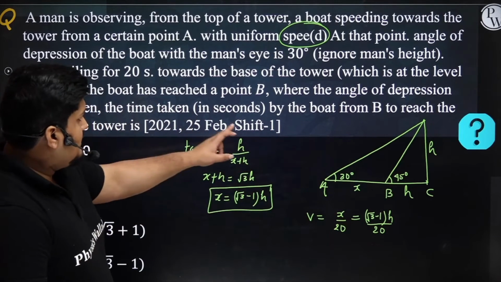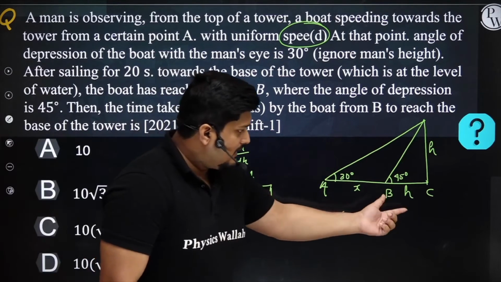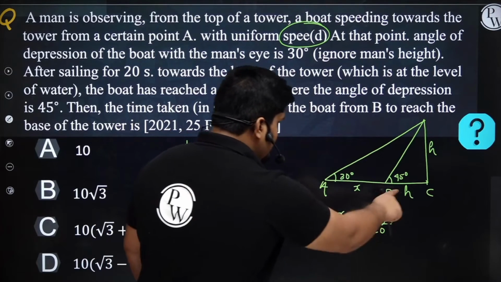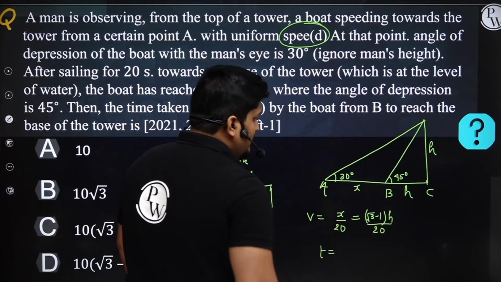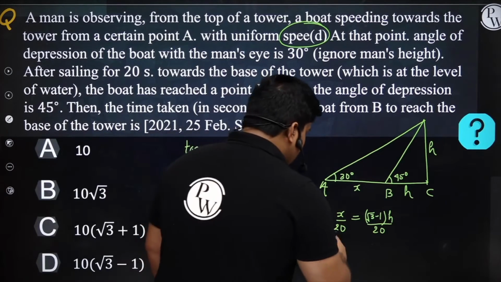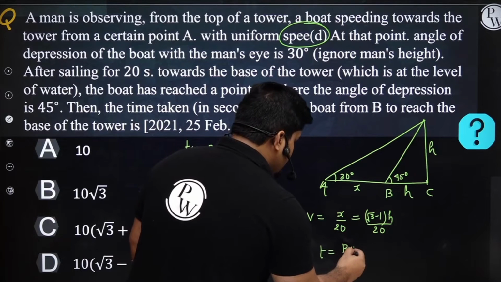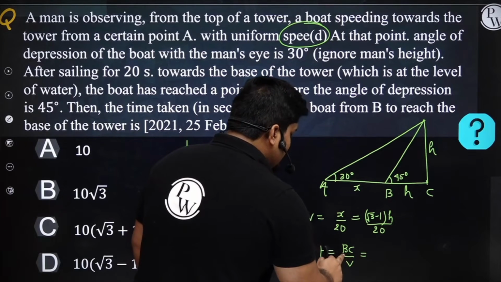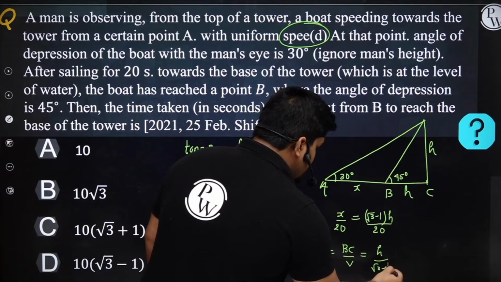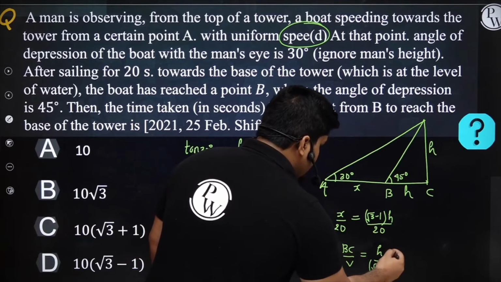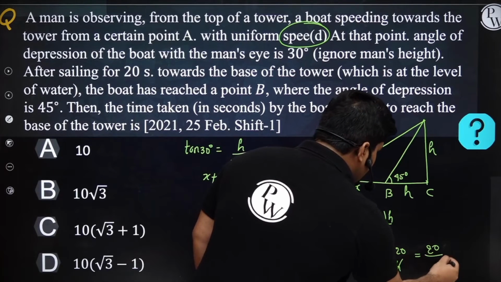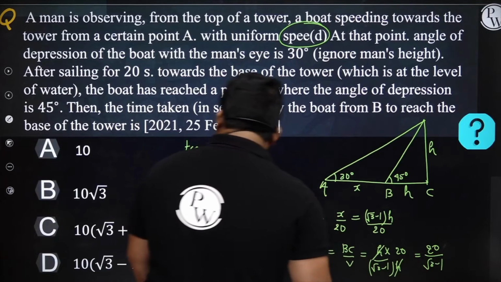Now they are asking what is the time required to travel from B to C. So we have this speed. Time will be equal to distance upon velocity. What is that distance? BC, it is H, and V is root 3 minus 1 into H divided by 20. So H will cancel out. So 20 upon root 3 minus 1 will be the time required, right?